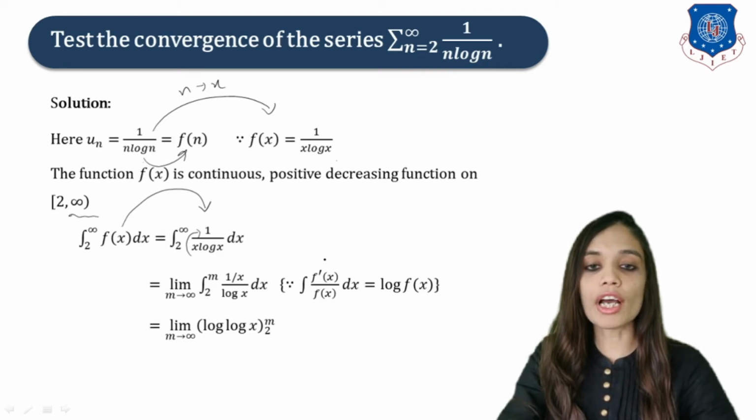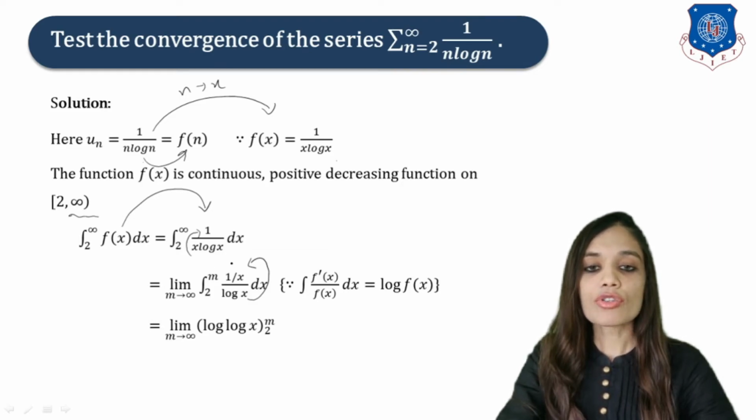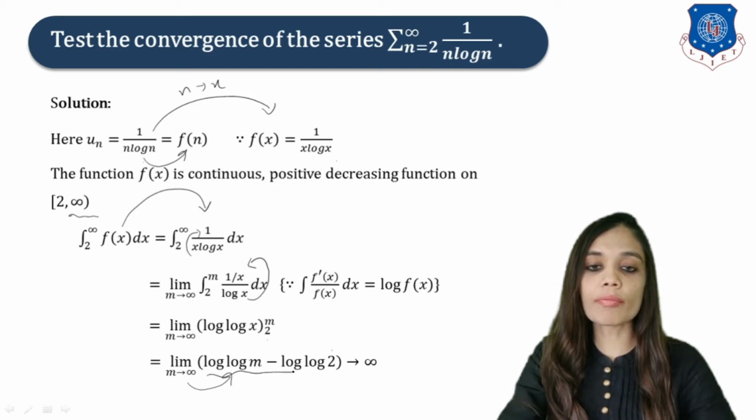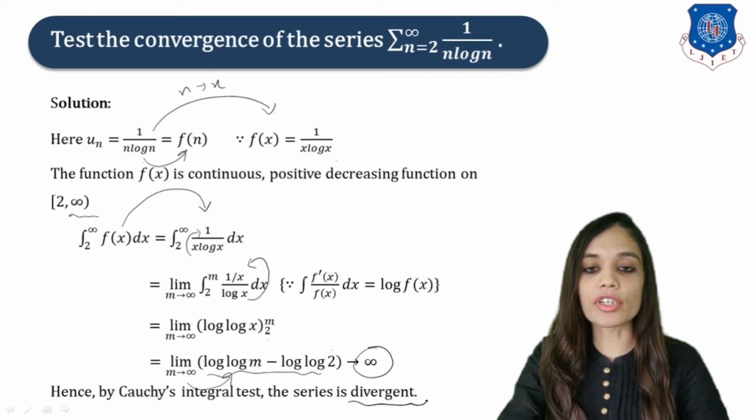Now we all know the formula of integration f dash of x upon f of x dx. That will be equal to log f of x. So here also the derivative of log x, that is 1 upon x, is in the numerator. So we can write this as log log x, and limits are 2 to m. So now let us put the limits. So on putting the limits, you will get limit m tends to infinity log log m minus log log 2. Now as m tends to infinity, the whole term will go to infinity. Therefore we can say that the series is divergent by Cauchy's integral test.